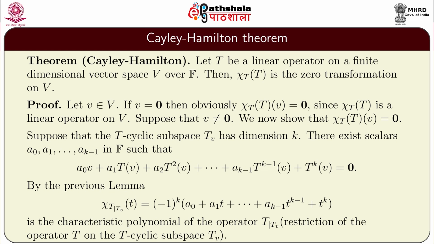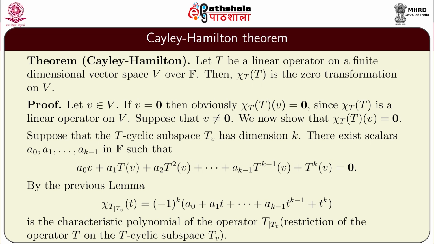Now, the Cayley-Hamilton theorem. Let T be a linear operator on a finite dimensional vector space V over the field F, then chi T of T is the 0 operator on V. And chi T of T is the polynomial chi T evaluated at T by the previous definition. Let us prove this theorem now. Let small v be a vector in the vector space V.